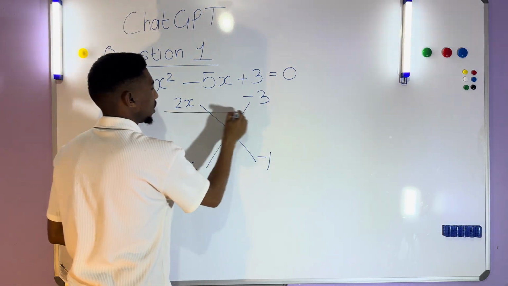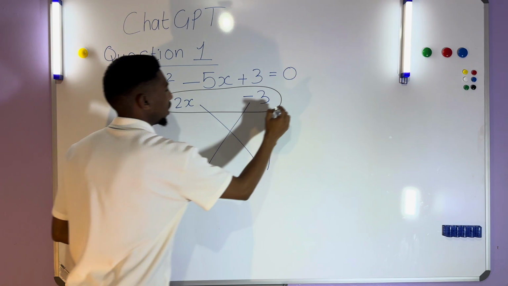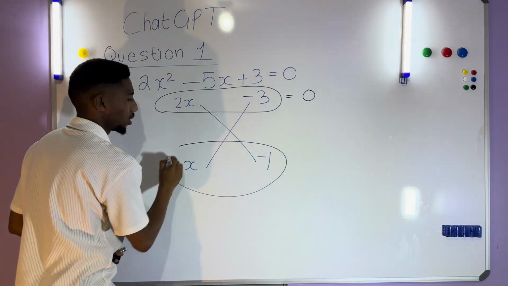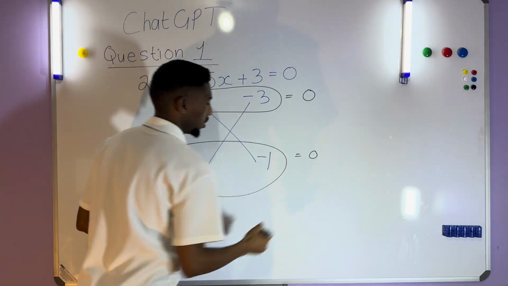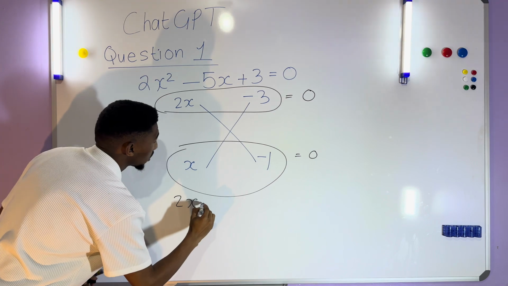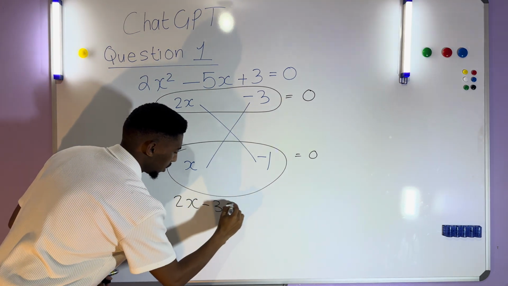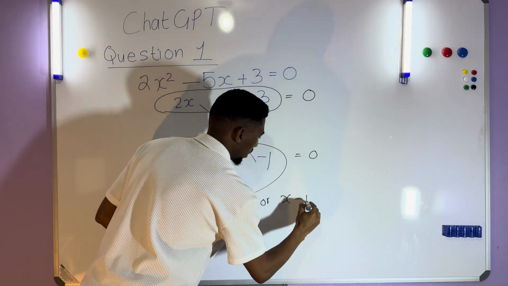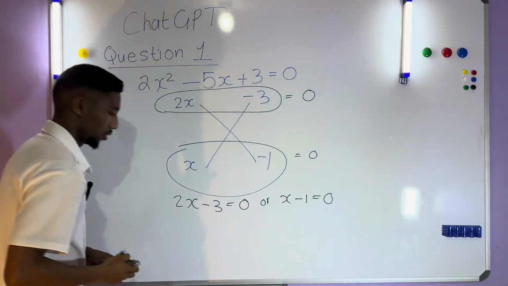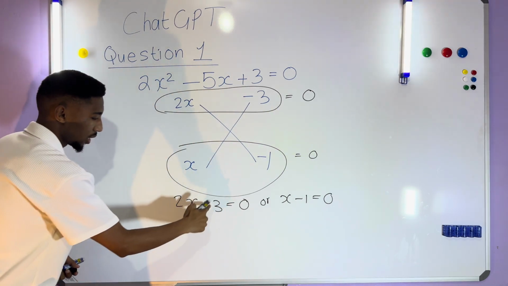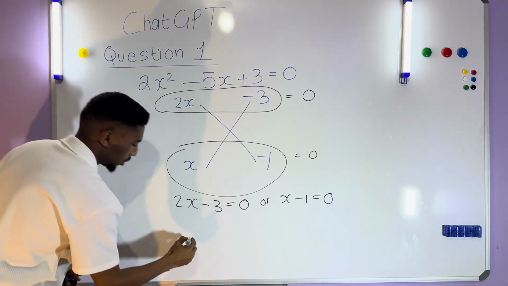Now we take the top part and we let it equal to 0, and the bottom part we let it equal to 0. Now we have two equations. We have 2x minus 3 is equal to 0, or x minus 1 is equal to 0. And we solve for x from these two equations. We take the 3 over and we divide by 2.